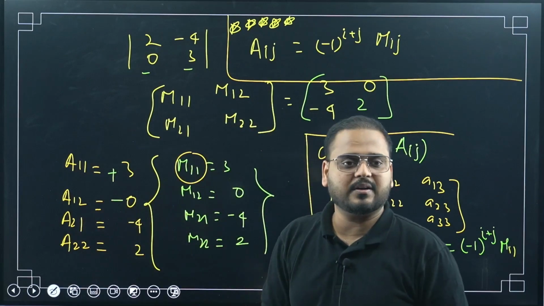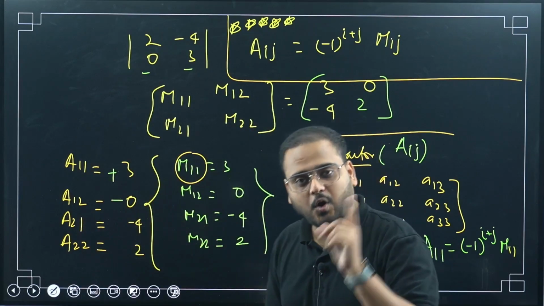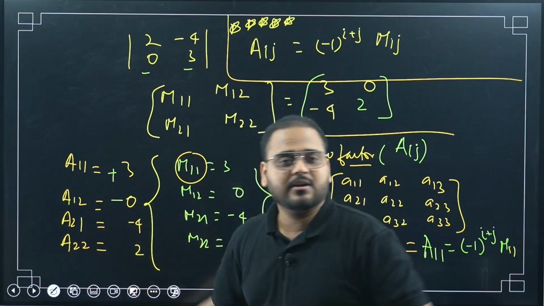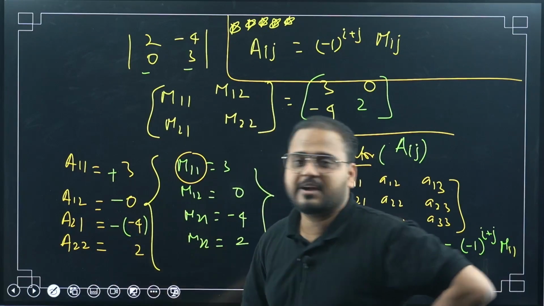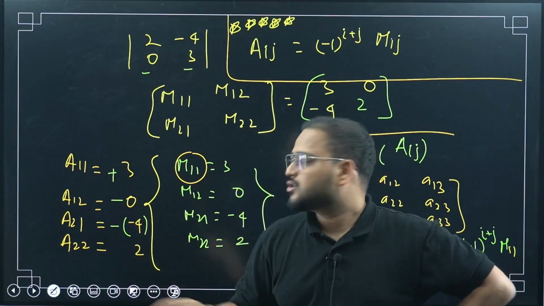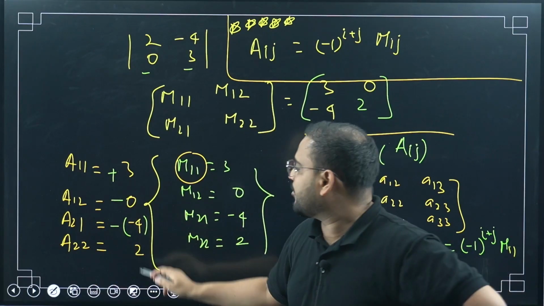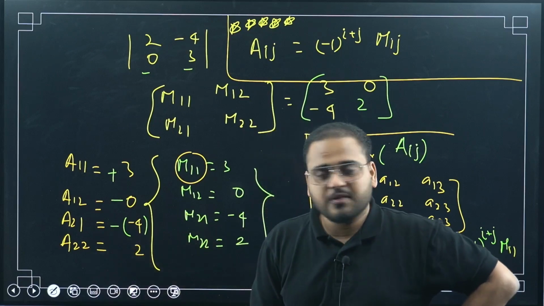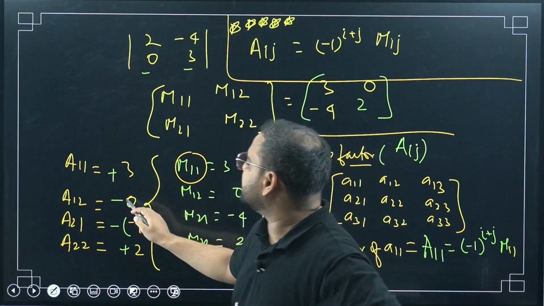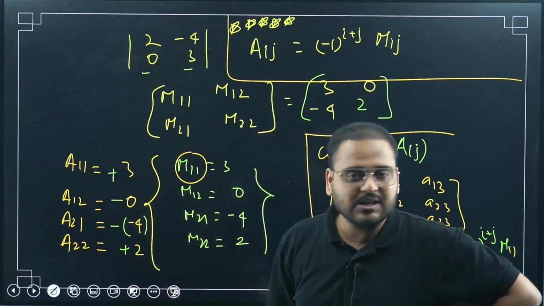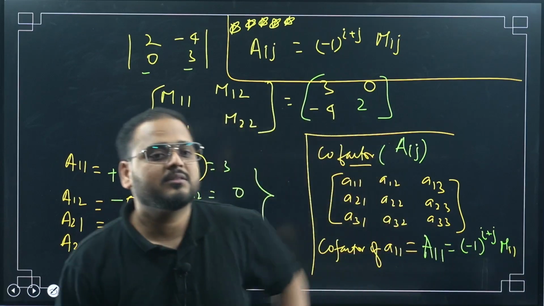It's 0, so it doesn't matter in this case. But if it is odd, so negative. A21, even or odd? A21 will be 2 plus 1 is 3, so odd means minus. Okay. What about this? 2 plus 2, even, so again plus. Okay. So what is my final answer? 3, 0, minus of minus 4 will be plus 4, and plus 2. Okay. These are my cofactors.